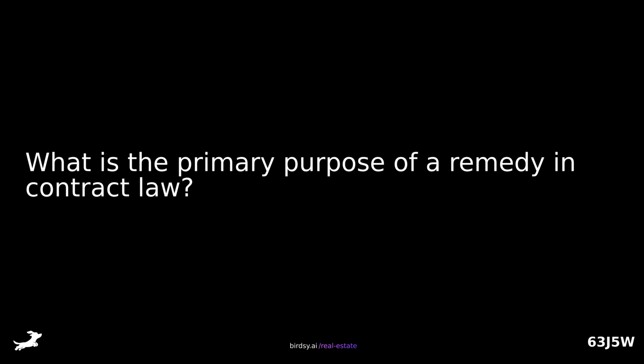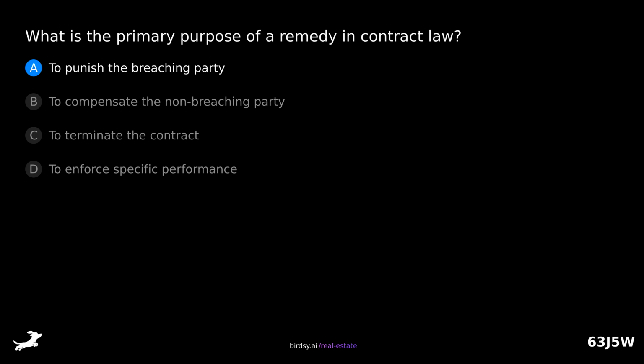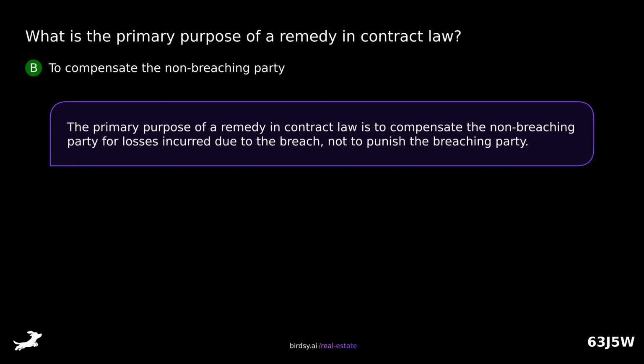What is the primary purpose of a remedy in contract law? Is it A, to punish the breaching party? B, to compensate the non-breaching party? C, to terminate the contract? Or D, to enforce specific performance? The answer is B, to compensate the non-breaching party. The primary purpose of a remedy in contract law is to compensate the non-breaching party for losses incurred due to the breach, not to punish the breaching party.